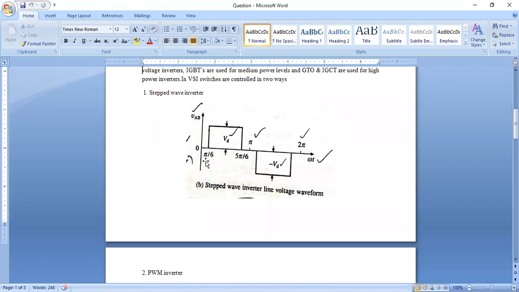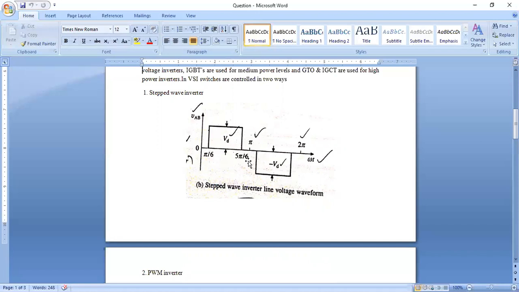In the case of the stepped wave method, the output of the inverter is like this. The magnitude of voltage is constant. This is the time period of one switch. One switch operates for only 60 degrees, because we have a total of 6 switches and a 360-degree time period. 360 by 6 gives 60 degrees. So one switch starts from pi by 6 and ends after the next 60 degrees.